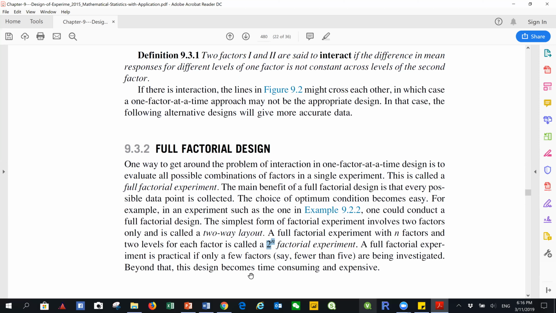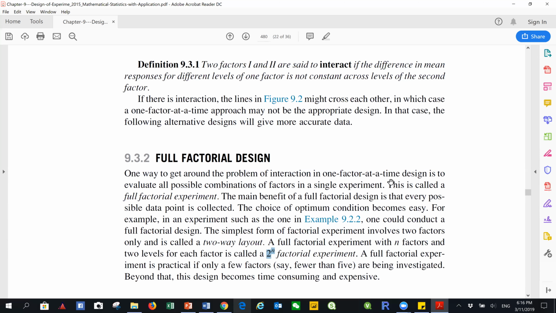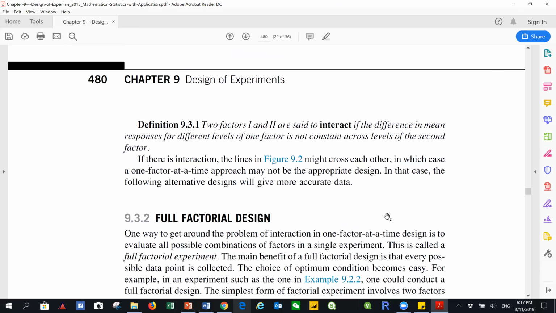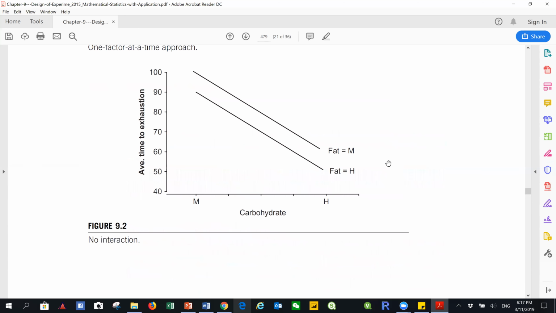It's practical if only a few factors, say fewer than 5, are being investigated. Beyond that, the design becomes time-consuming and expensive. Because 2 to the 5 is 32. There are 32 treatments, and that could become more expensive and time-consuming.